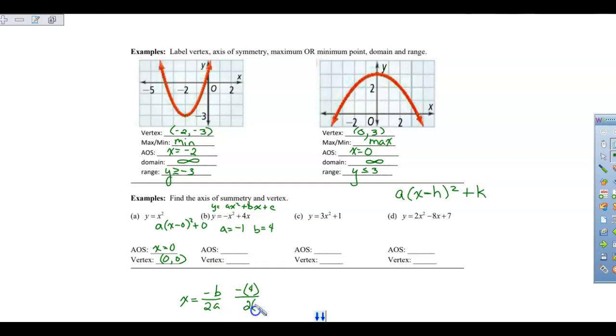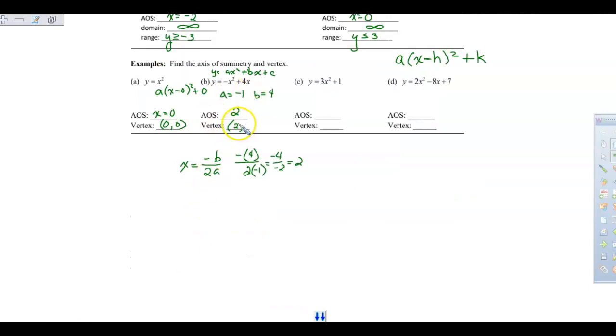And my 2 times my a, which is negative 1, gives me negative 4 over negative 2, which is 2. So my x is going to be at 2. So my axis of symmetry is going to be at 2. And now I have to figure out what my vertex is. Well, I already know my x is 2. So if I want to know what my y is, all I have to do is replace x with the 2, and that'll give me my y.